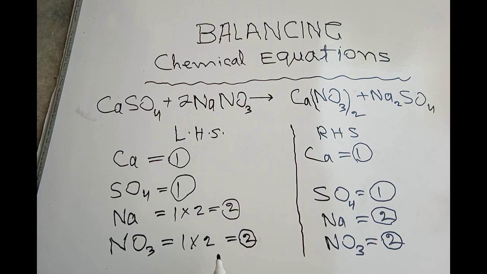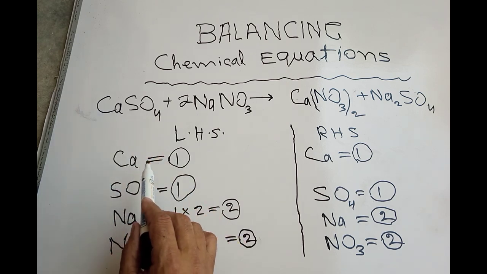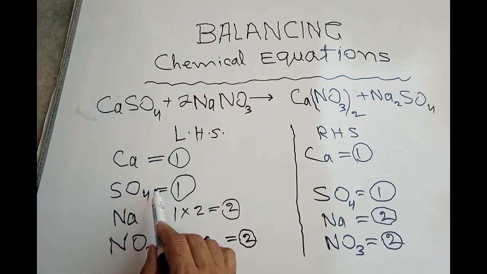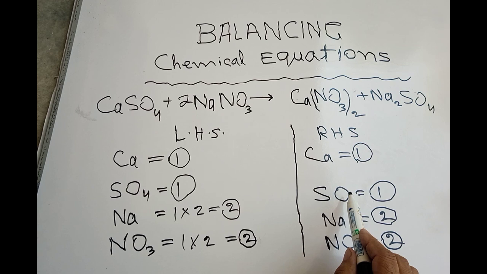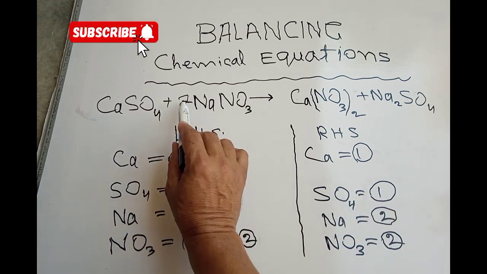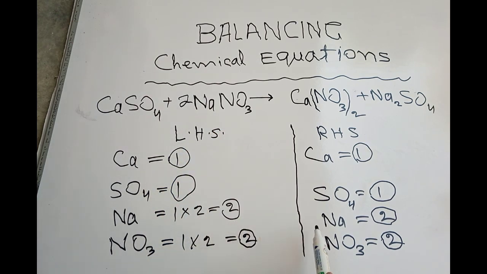Again we want to count to check. We have 1 Ca, here we have 1 Ca. Here SO4 is 1. On the right hand side SO4 is also 1. Na, we have 2 Na on the left hand side and 2 on the right hand side. NO3, we have 2 NO3 on the left hand side and 2 NO3 on the right hand side. Now the equation is balanced.